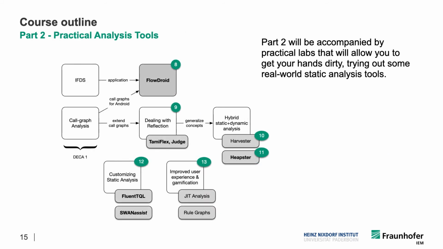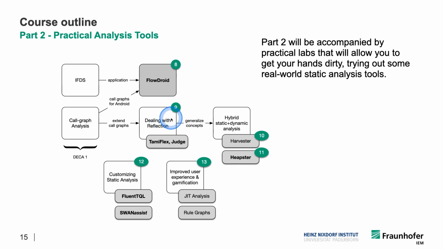Then in the second part, we'll be talking much more about practical analysis tools. And here, one tool that we were talking about is FlowDroid. FlowDroid is already a few years old, but it was developed in our group, and it's still the state-of-the-art static analysis tool if you want to do Android taint analysis, which is a topic that still many people are interested in. In particular, it uses IFDS to do its computation, but it also has a particular way of constructing useful call graphs for Android, and those are two topics that I want to talk about.